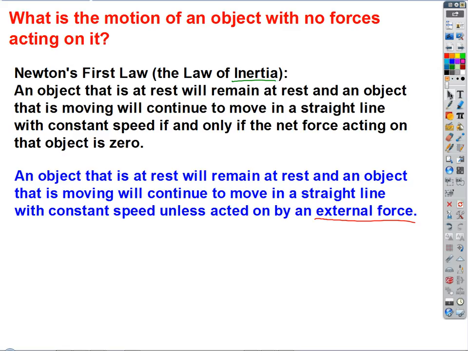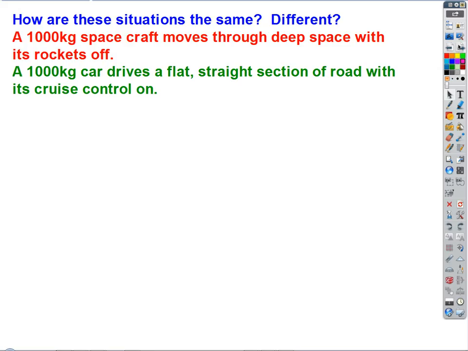Okay, so given that, I want to know, how are these situations the same and different? A 1,000-kilogram spacecraft moves through deep space with its rockets off. A 1,000-kilogram car drives a flat, straight section of road with its cruise control on. There's gravity acting on the car. So it's different because there are forces acting on the car, right? Everybody agree? There are no forces acting on the gliding spaceship. Okay, but how are they the same?